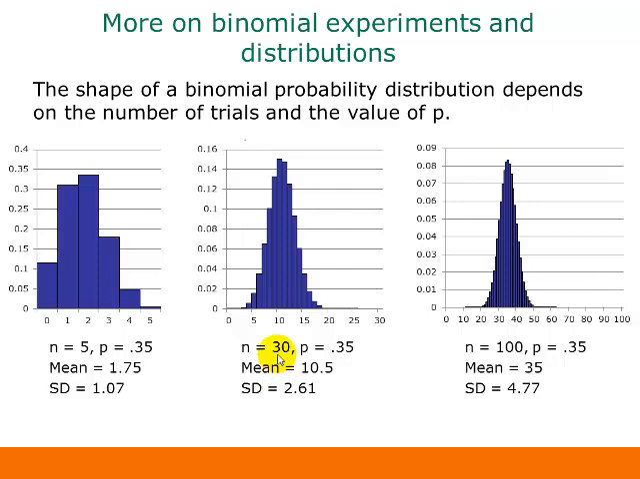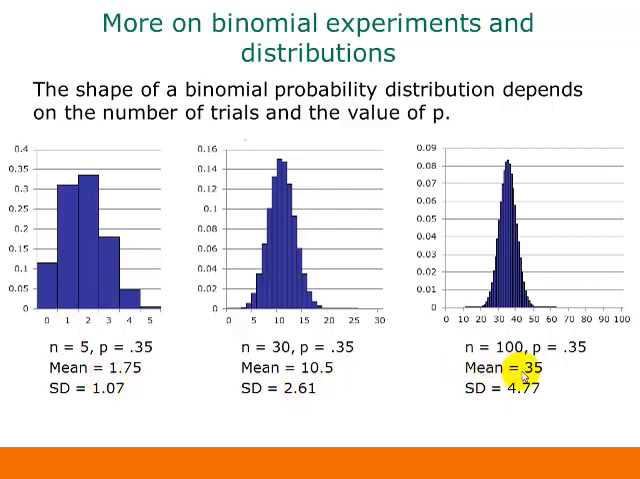In this picture, we still have p equal to 0.35, but our number of trials is 30. So notice how this distribution is more spread out because our possible values of x go from 0 to 30. Our mean here is 10.5, which again is a little bit to the left of our middle point between 0 and 30. And our standard deviation is 2.61. So actually this distribution has a little bit more variation than this one did if we're just comparing standard deviations.